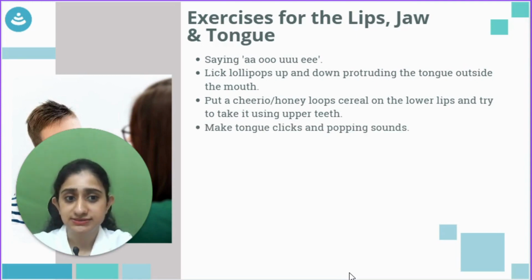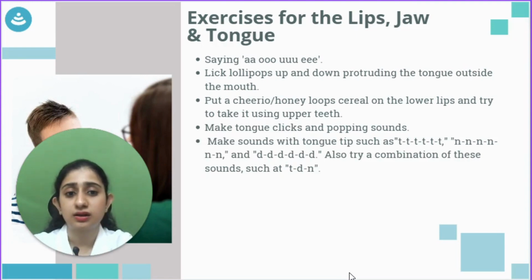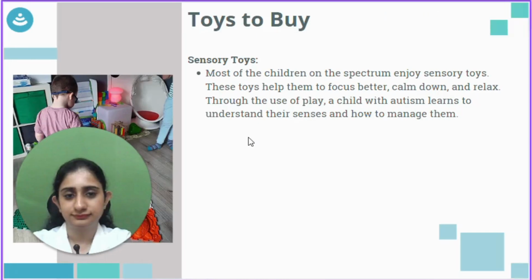Make tongue clicks and popping sounds. Make sounds with the tongue tip such as ta ta ta ta, na na na na, da da da da. Also try a combination of these sounds such as ta, da, na. Say la la la. Now here is a list of toys that you can buy while working with autistic children.